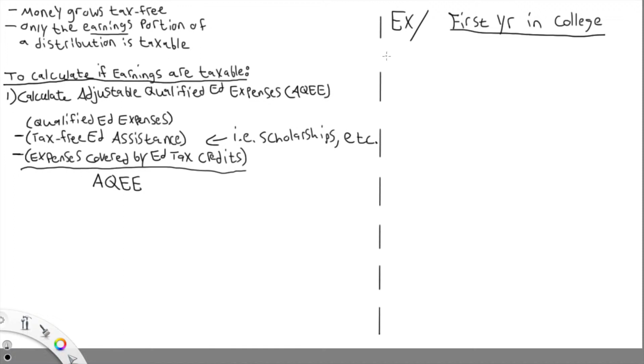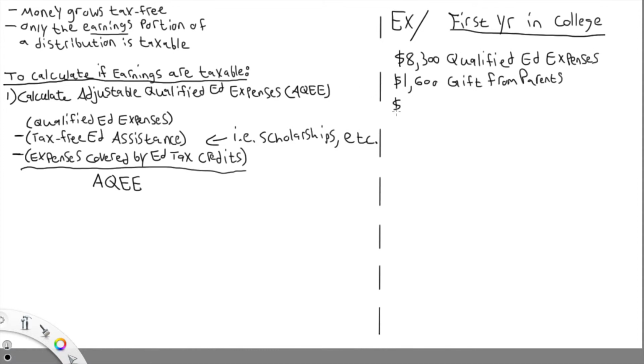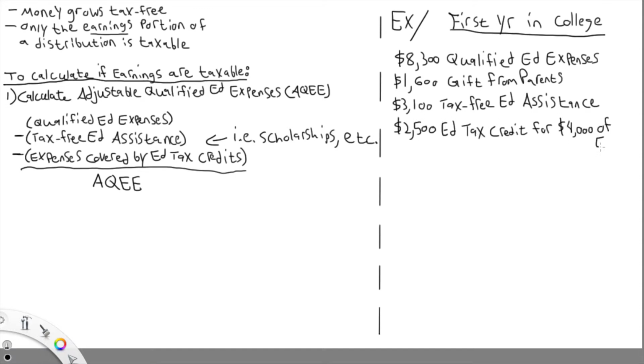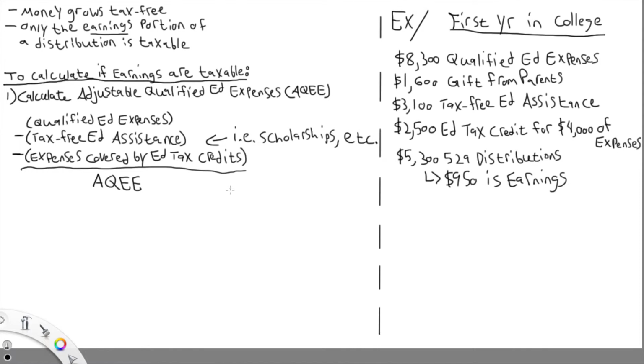Throughout the first year of college, Rashid accumulated $8,300 worth of qualified education expenses and received $1,600 as a gift from his parents, $3,100 in tax-free educational assistance, and claimed an American Opportunity Tax Credit worth $2,500 for $4,000 of qualified education expenses. Rashid also received $5,300 in distributions from his account, $950 of which was earnings. To find the amount of earnings and distributions, he reviewed his 1099-Q form. With that knowledge, he can determine if his distributions are taxable, and if so, how much.